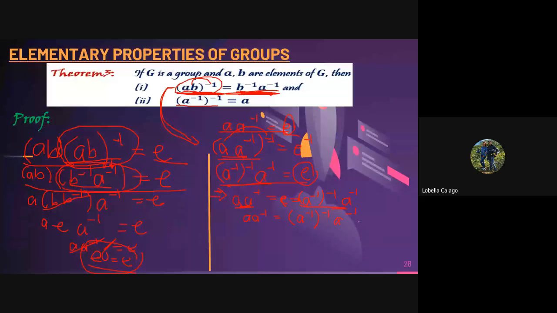Is that clear? Wait a moment. Okay. So A inverse is now equal to A inverse and A inverse. There. Now, what's next? What should we do next?